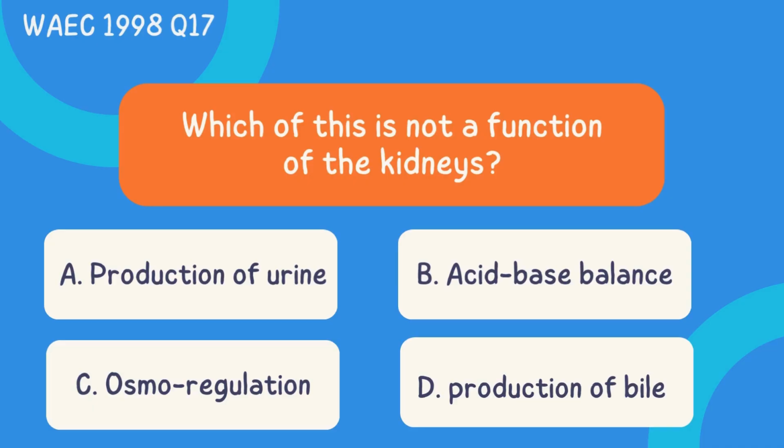The next question is from 1998, question 17, and it says, which of these is not a function of the kidneys? A. Production of urine. B. Acid-base balance. C. Osmoregulation. And D. Production of bile. Look at the options and pick your answer.